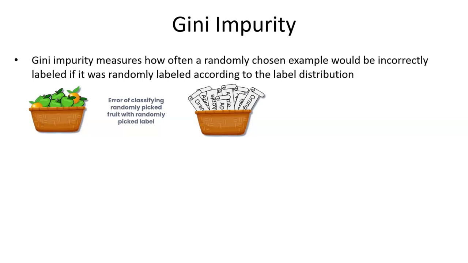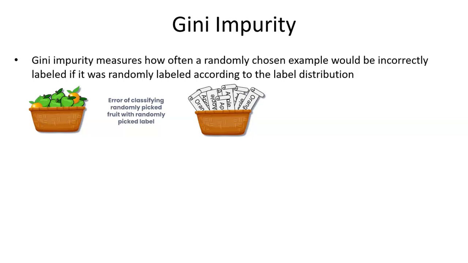So what is the Gini impurity? Gini impurity measures how often a randomly chosen example would be incorrectly labeled if it was randomly labeled according to the label distribution. So it is the error of classifying a randomly picked fruit with randomly picked labels. Here in the Gini index, you can see labels on the right hand side and the fruits on the other side. So we have orange and apple.